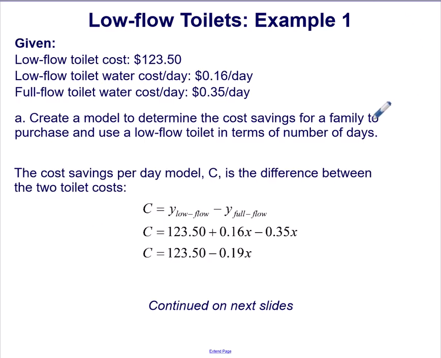Remember that our goal is to create a model to determine the cost savings for the family. So the cost savings model per day, which we'll designate with the variable c, is going to be the difference between the cost of the two toilets. So the low flow cost is $123.50, plus the 16 cents per day usage. And then the full flow toilet, we're going to subtract from that cost. It's going to be 35 cents per day. Combining our like terms is going to give us a simplified expression. The cost savings model c is going to be 123.50 minus 19 cents per day.